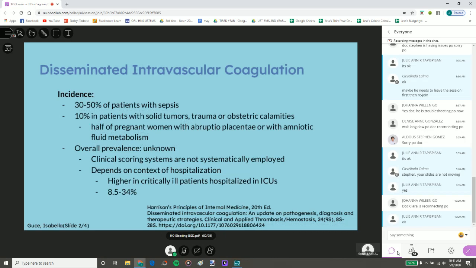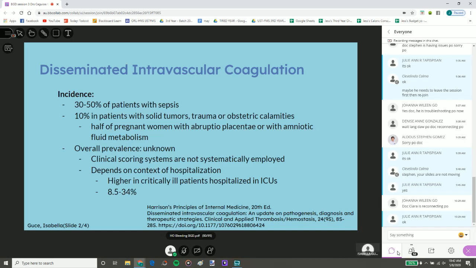So what is the incidence of DIC? The risk of DIC is particularly high in patients with sepsis. It is around 30 to 50% of septic patients, whereas the frequency of DIC is approximately 10% in patients with solid tumors, the brain, and obstetric calamities. Moreover, DIC is diagnosed in almost half of pregnant women with abruptio placenta or with amniotic fluid embolism.